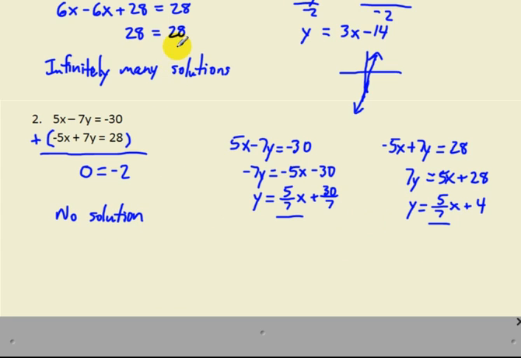So these are the two cases to look out for: infinitely many solutions or no solution. Good luck, enjoy, and I bet you wish all sections were this brief.